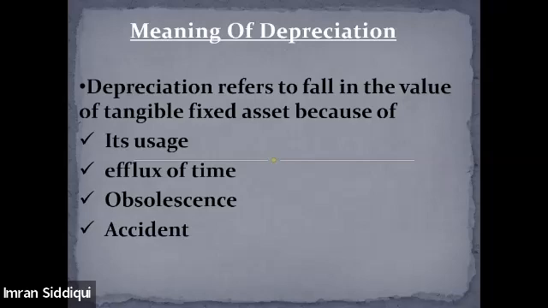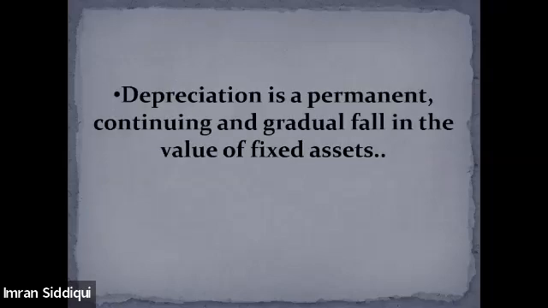That means if any asset gets outdated over the period of time, or if the technology gets outdated, that is called obsolescence. Or the value of the asset may also decrease because of an accident. So because of any factor, if there is reduction in the price of any asset, that is called depreciation. And as I told you, depreciation is permanent and continuing and gradual. That means we just cannot avoid depreciation. It is a continuing, ongoing process.